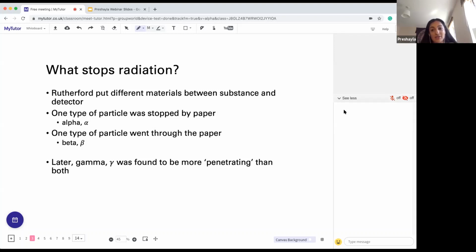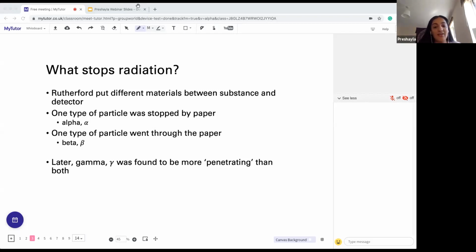Penetrating is this key word that we use to describe how strong or weak the radiation is. So alpha is not very penetrating. It can be stopped by paper, which, if you think about it, is a very thin material. Beta, however, goes through the paper. It cannot be stopped by paper, and therefore we say that it is more penetrating. Later on, gamma was found to be even more penetrating than both of them. So now Rutherford had found 3 different types of radiation: alpha, beta, and gamma, in order of penetration.